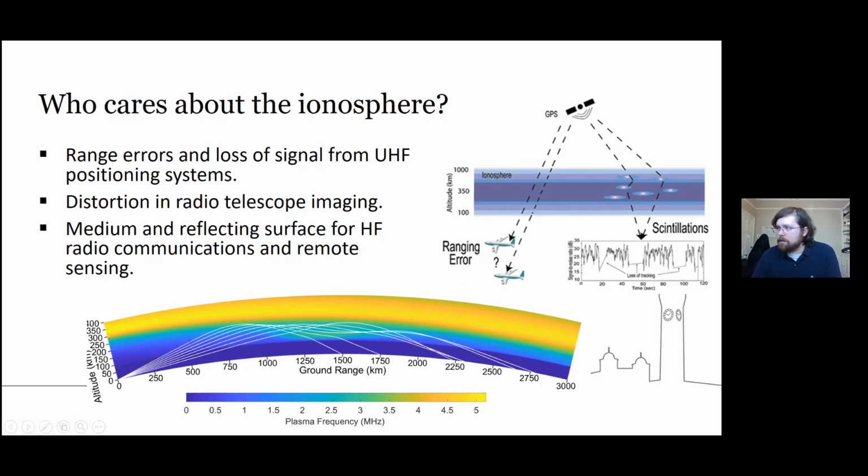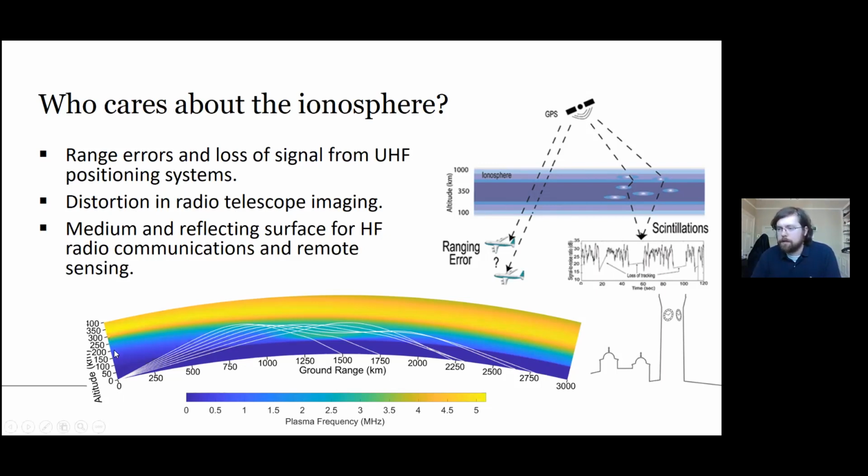By the same type of mechanisms, you can also get distortion in radio telescope imaging. I think there are a few people in this community that work with LOFAR to that effect, so I imagine they can talk about it more than I can. But the main point of interest for my client in this case was the fact that the ionosphere can serve as a medium and reflecting surface for HF radio communications and remote sensing.